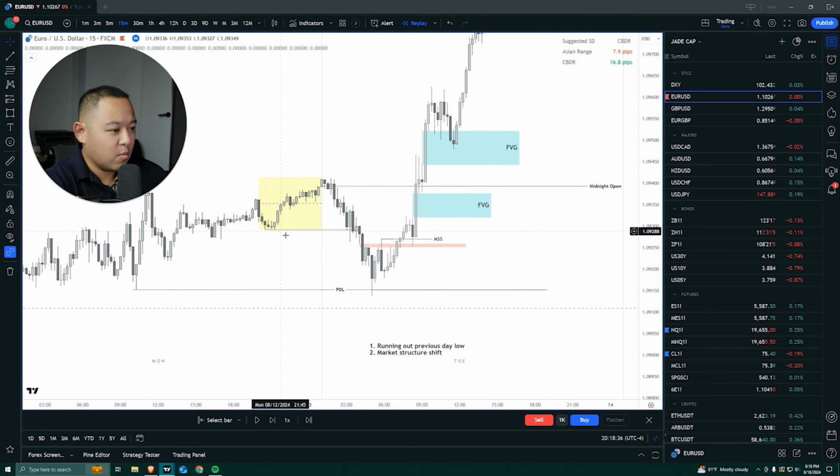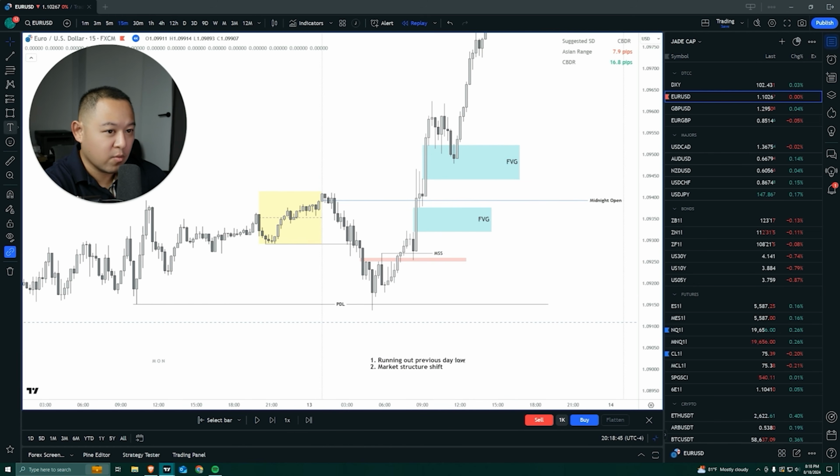Okay, so once we get that market structure shift, maybe you want to try and position yourself long. And there might have been news at 8:30 on this specific day, which I'm sure there was, because we had this nice run higher.